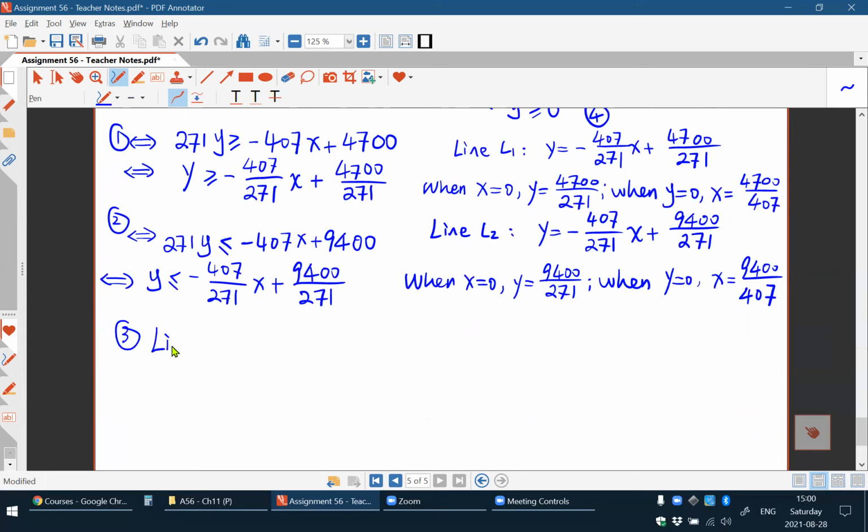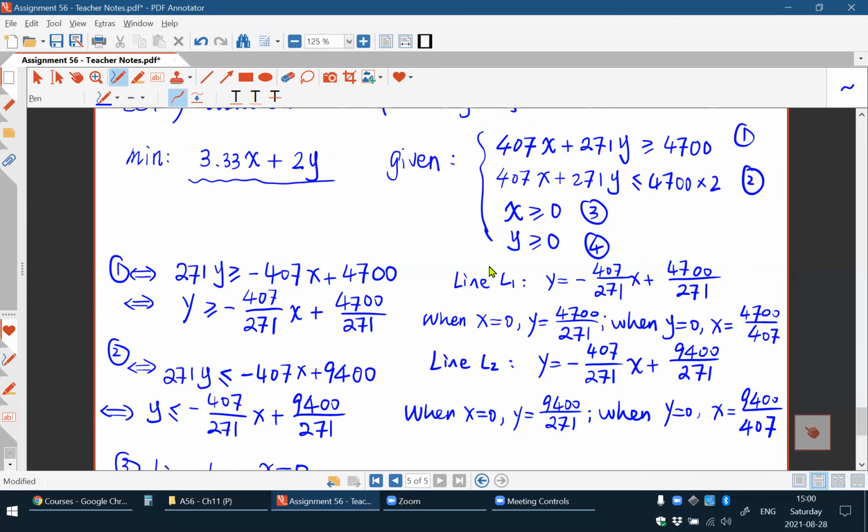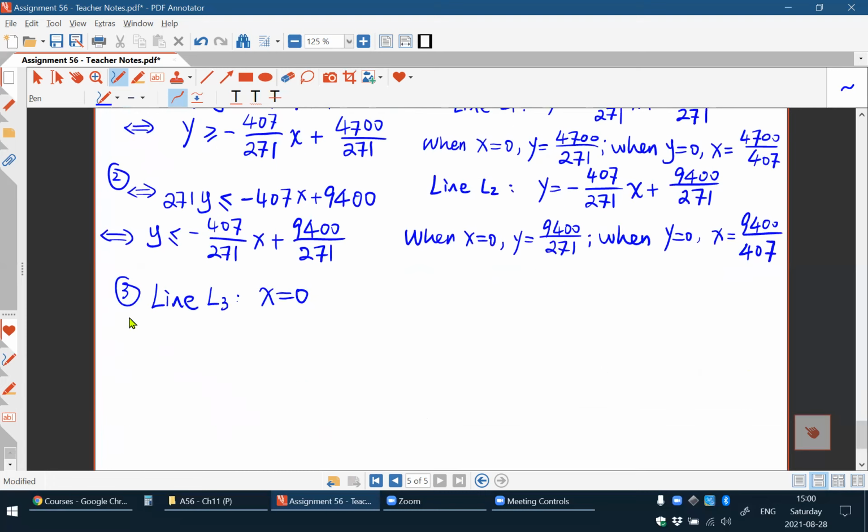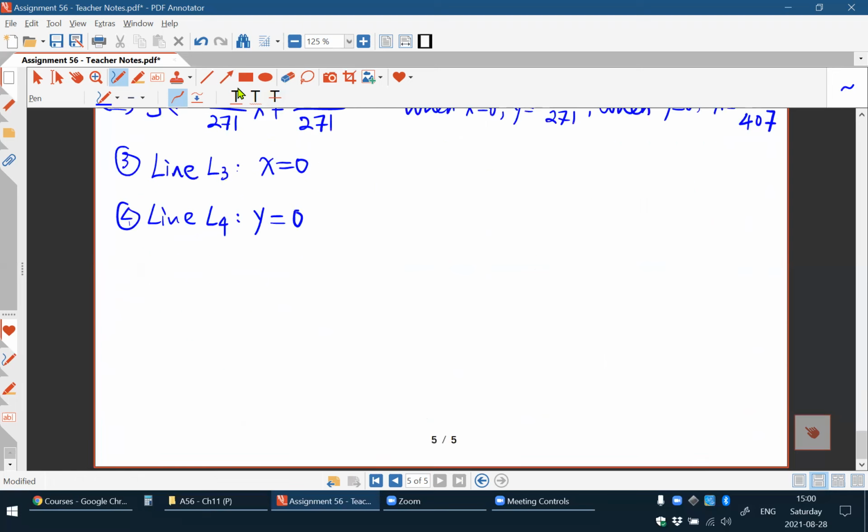Third constraint, this is simple. This means line 3 is x equals 0, right? Because it says x is larger than or equal to 0. The fourth line is y equals 0, right? Okay, so now we can draw all the lines onto the 2D Cartesian plane.